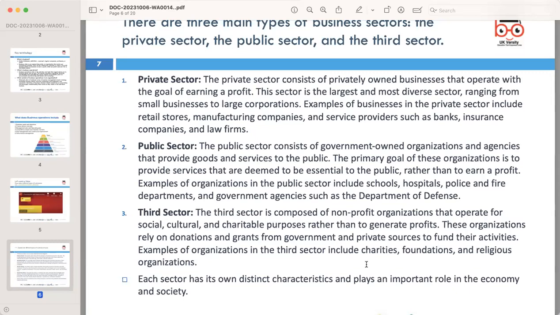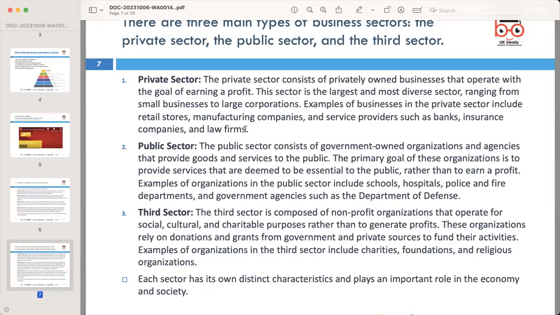So each sector has distinct characteristics and roles within the economy and society. Any questions so far, or any comments if anyone is there?